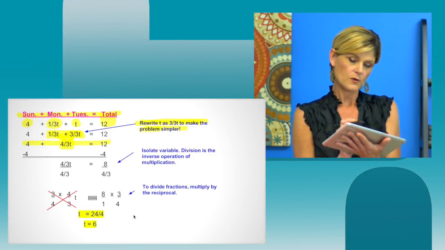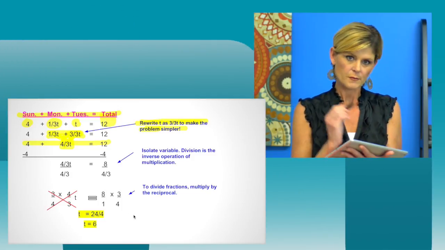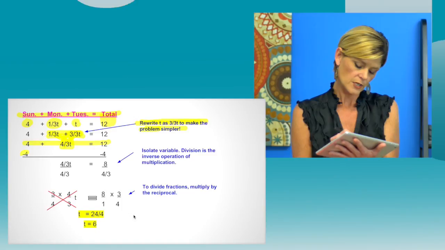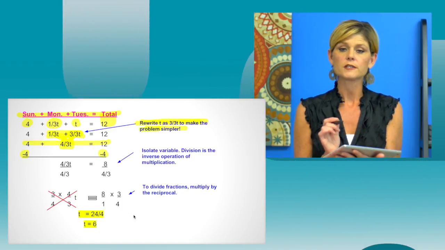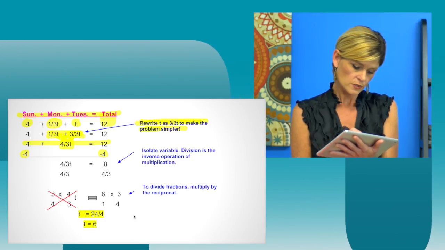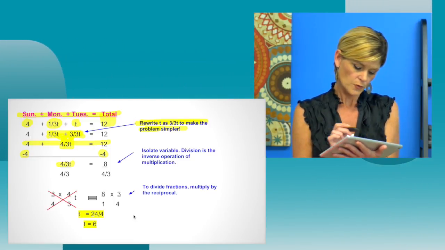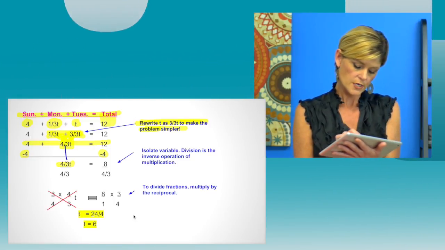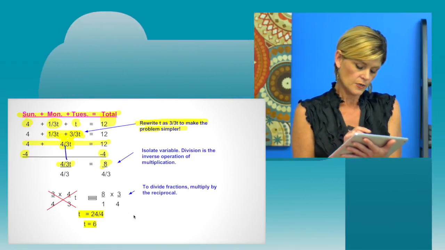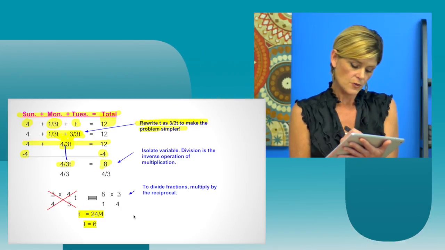So have you thought about what my next step might be? Remember, I'm always saying we've got to isolate our variable and we've got to use inverse operations to get there. So we're going to subtract both sides by 4. This just comes straight down, 4 over 3t. 12 minus 4 equals 8. So now we have 4 over 3t equals 8.